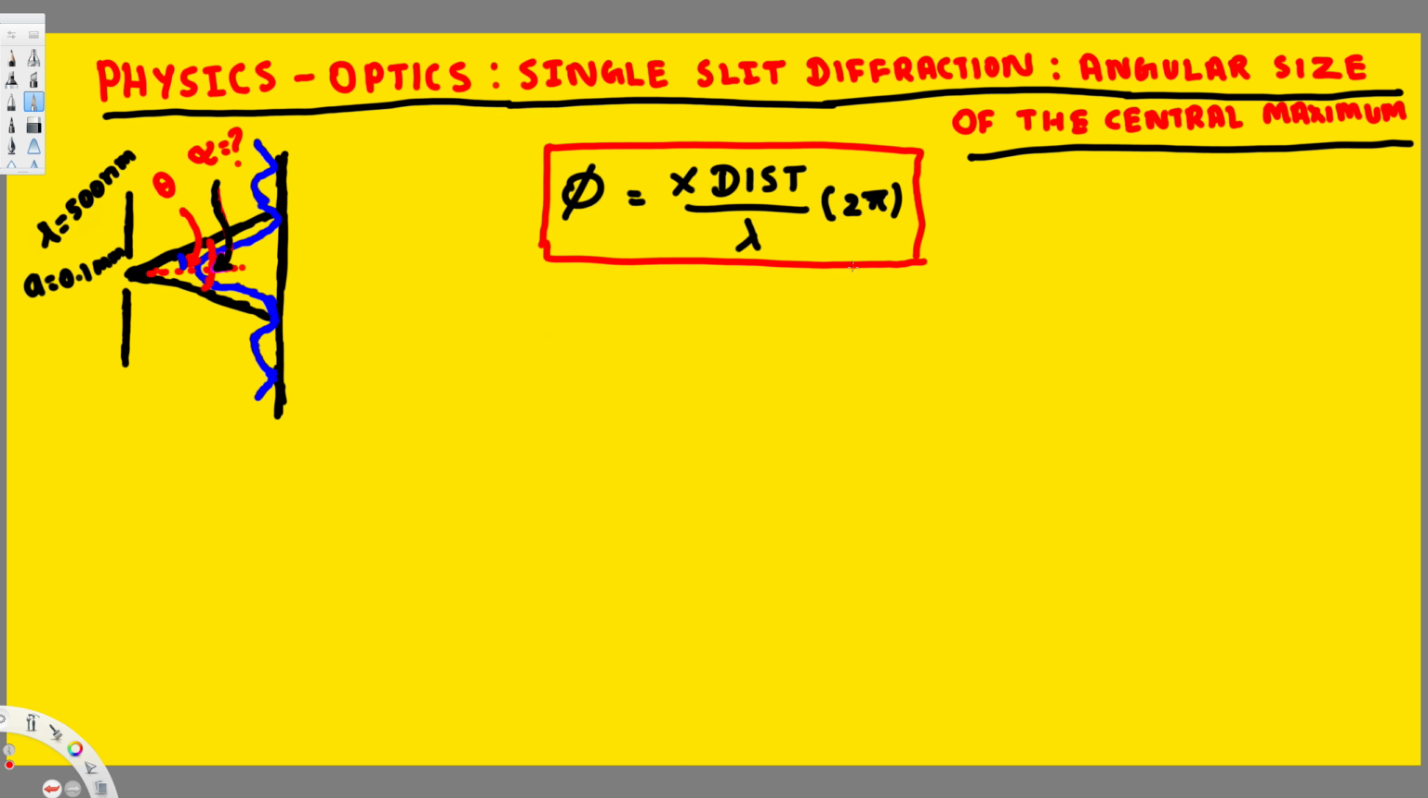The equation we are going to use here is going to be phi is equal to x distance over lambda times 2 phi. X distance is basically the distance of top portion of this wave with respect to bottom portion of the wave, right? It depends on what direction we are going.